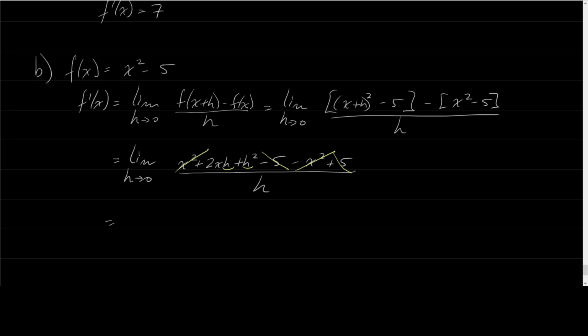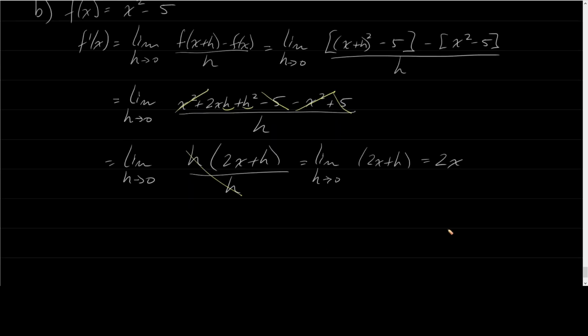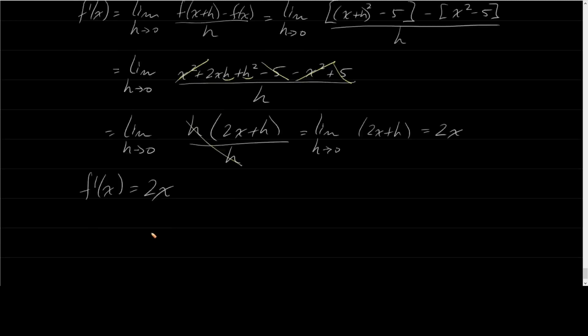So we can factor out that h from the numerator. I have h times 2x plus h, all of this over h. There, these h's cancel out. So I just end up with the limit as h goes to 0 of 2x plus h. If h is going to 0, that gives me just 2x when I evaluate the limit. So that means that f prime of x is equal to just 2x. Alright, that's B.